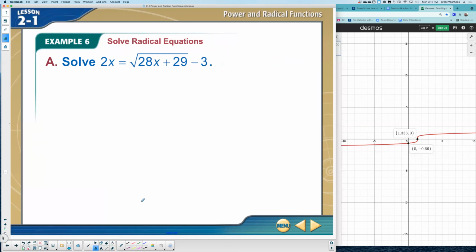All right, example 6, if you're going to solve. So how do we solve this? This is where we kind of get away from power functions, and now we're just going through the math. I just want to make sure you know how to solve this. I'm going to get rid of the radical. The radical is the hard part in here.